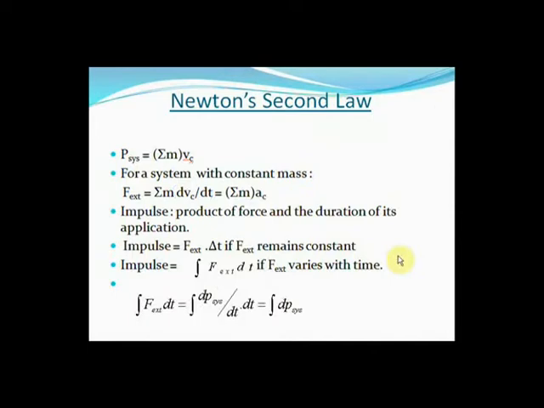Now let's get familiar with one more quantity, which is impulse. Impulse is defined as the product of force and the duration of its application. So suppose we have a force F external, and this force is being applied on a system. Suppose this is our system, for a small duration delta t. So delta t is the duration for which the force was applied.